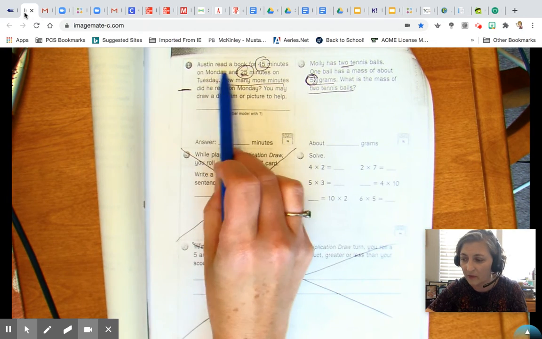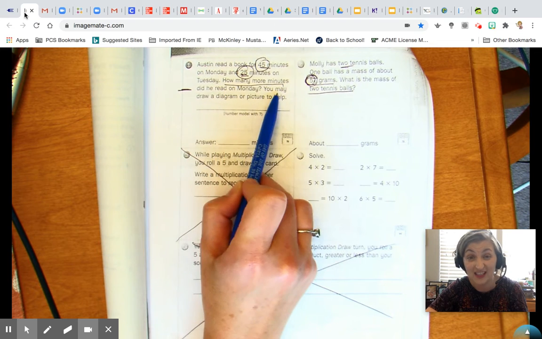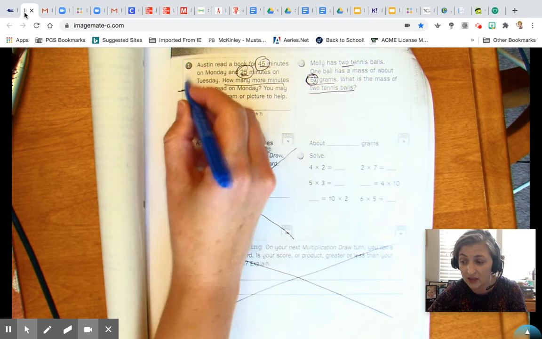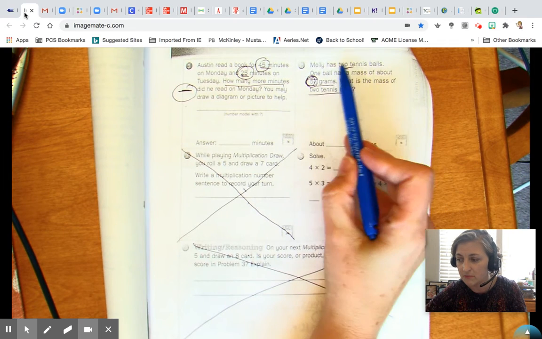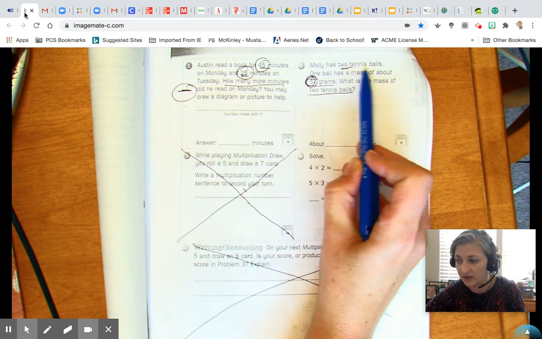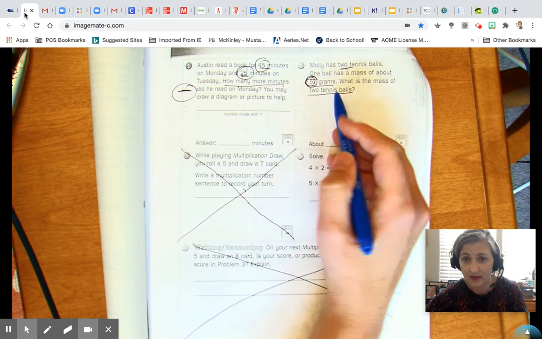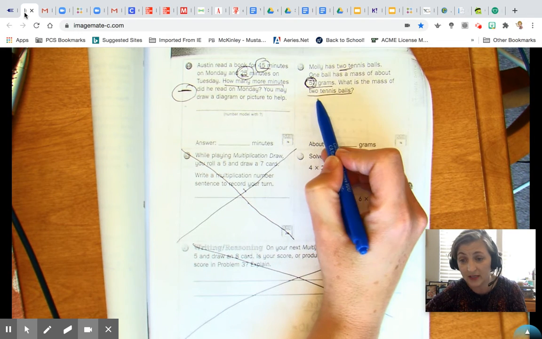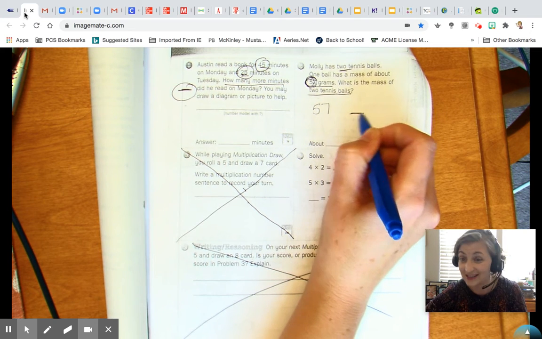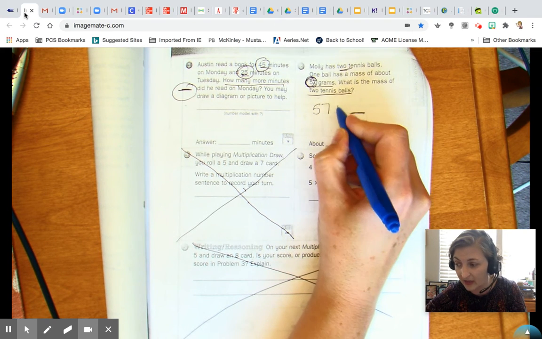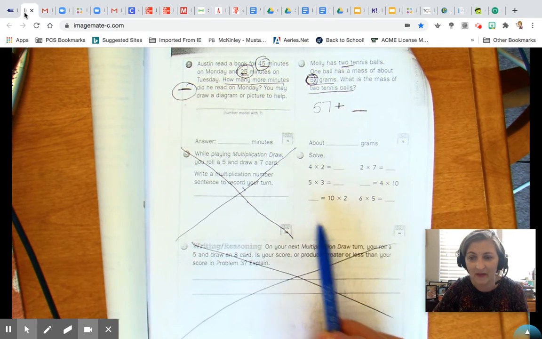So Austin read a book for 45 minutes on Monday and 25 minutes on Tuesday. How many more minutes did he read on Monday? So this is, we talked about it, a subtraction problem. Okay. This one, Molly has 2 tennis balls. One ball has a mass of about 57 grams. What is the mass of 2 tennis balls? So here's one. What's the second one? They're the exact same. And you're going to add those together. Okay. And then here, you're just going to solve these math facts. All right.